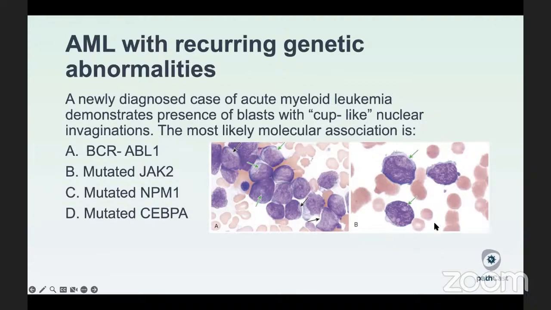Acute myeloid leukemia, you can see some pictures like this one. The nuclear indentation or cup-like nuclear features, or fish mouth. This is commonly seen in mutated NPM1.